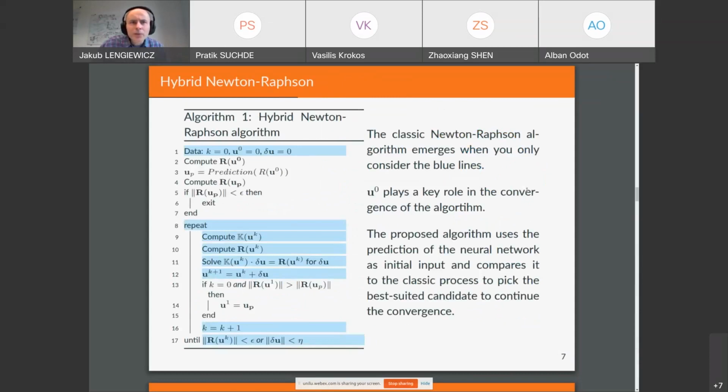Perhaps there should be not U1 in this line 14, but UK perhaps, and the same in line 13. We compare it when k equals 0, so it's U0 plus 1 here, so it's already U1. But so you only compare it for the first iteration? Yeah, I only compare the first iteration because the prediction will remain the same with the external forces. Okay, now I can see it.